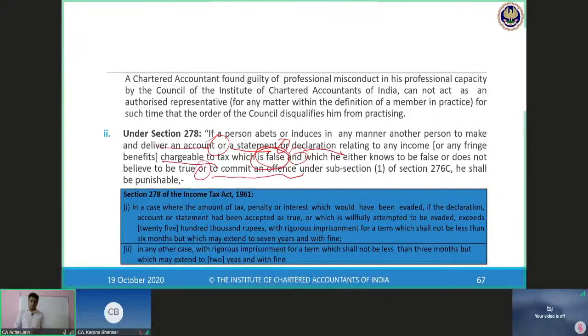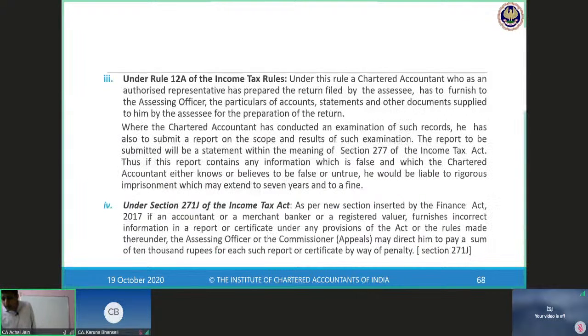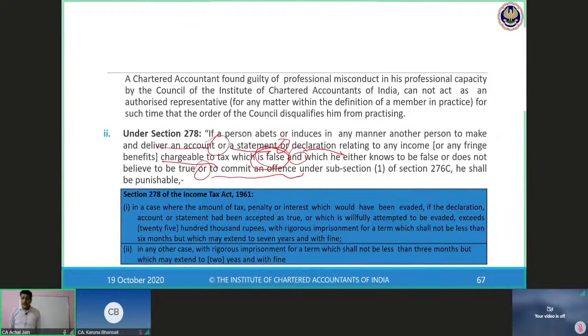he knows that it is false, he knows that it is not true, or he has given that to commit an offense. In such a case, he shall be punishable. Where the amount of tax, penalty or interest which would have been evaded if the declaration, account or statement had been accepted as true, or which is willfully attempted to be evaded, exceeds 25,000 rupees, with rigorous imprisonment for a term which shall not be less than 6 months but may extend to 7 years, and fine will also come.